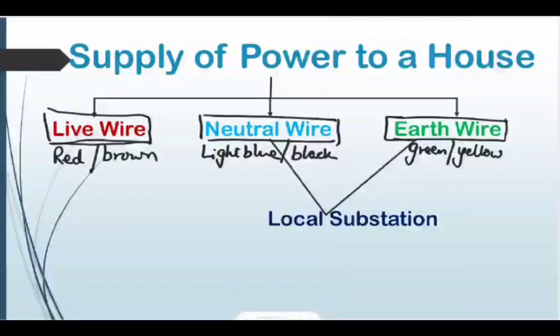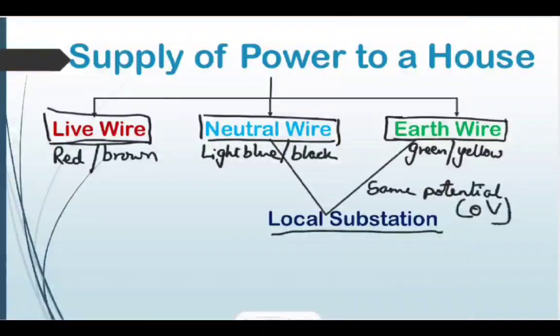Now, the neutral wire and the earth wire are connected together at the local substation so that the neutral and the earth wires are at the same potential. They have the same potential. Why are they connected at the local substation? For the same potential. And what is the potential? It is nothing but 0 volts. They cause no harm.